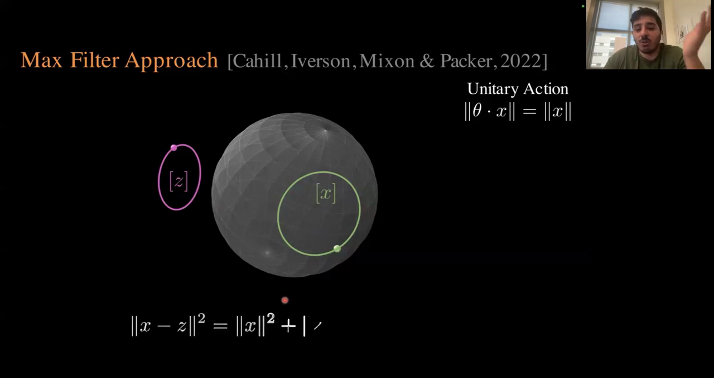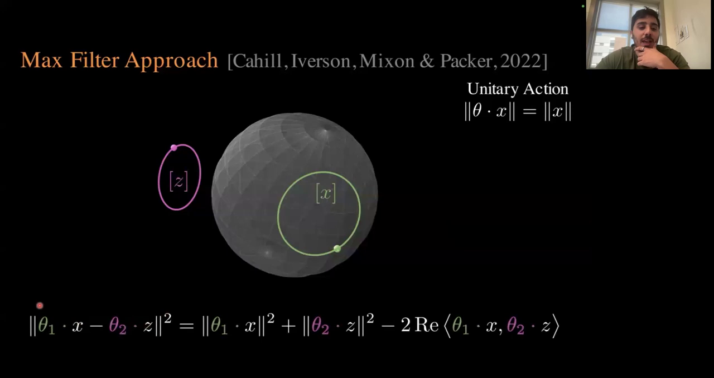And there's something called the cosine law in linear algebra. The square norm of x minus z is the norm of x squared plus the norm of z squared minus twice the inner product between x and z. And here this is like the real part of the Hermitian product between x and z. Okay, I can do more.